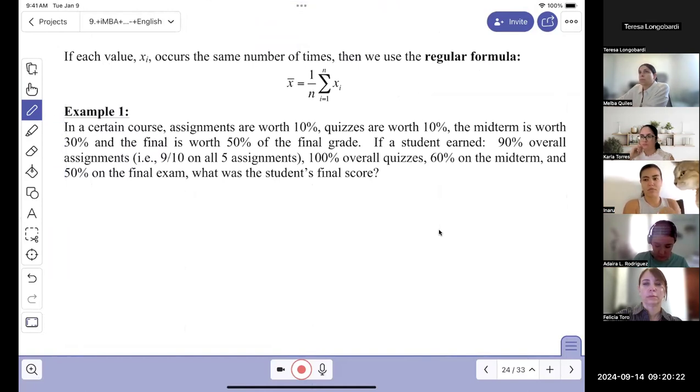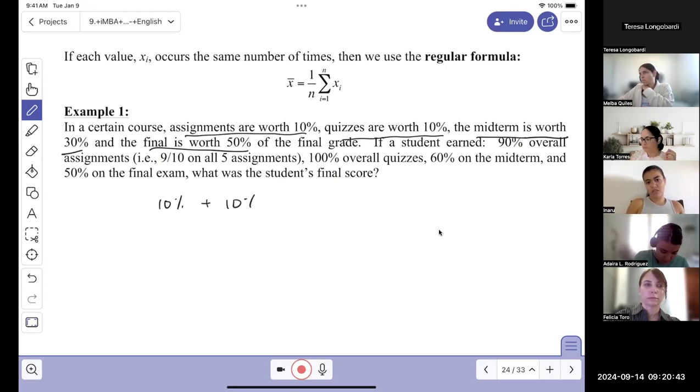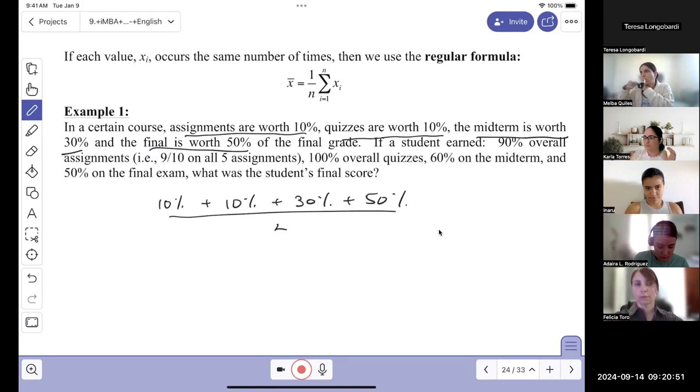So let's pretend we don't know anything about weighted mean. Let's just take these numbers. This is the assignment. This is the quizzes. Midterm is over here and the final. And let's say I took 10% plus 10% plus 30% plus 50%. Now I can write it like that, divide by 4, and get an answer. Or I can write it as a decimal. As long as I'm consistent, it doesn't matter.